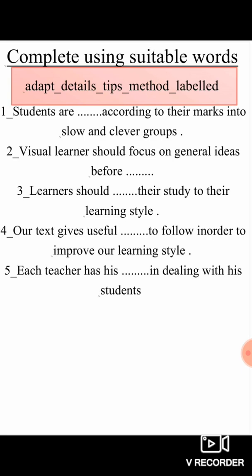Let's read it in order to answer quickly. We have some vocab which we have taken: adapt, details, tips, method, labeled. Number 1, students are ___ according to their marks into slow and clever groups. Number 2, visual learners should focus on general ideas before ___. Number 3, learners should ___ their study to their learning style. Number 4, our text gives useful ___ to follow in order to improve our learning style. Number 5, each teacher has his ___ in dealing with his students.